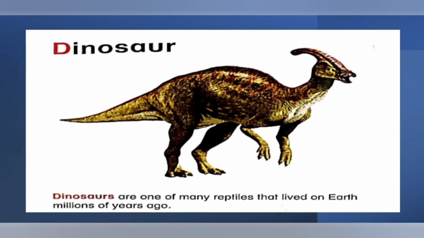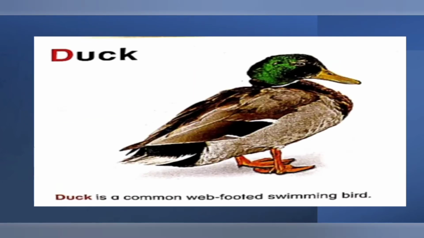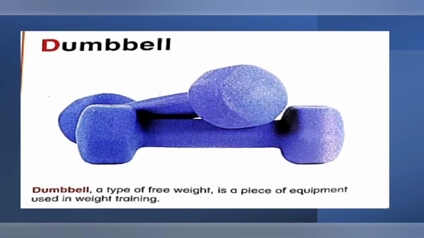D for dinosaur. You all know, did you watch the movie Jurassic Park? In that movie, all are dinosaurs only. But they are in the past, they are not now. Yes. D for dinosaur, who lived on earth millions of years ago. The next one, D for duck. It's the swimming bird. You all know what is duck. D for dumbbell. It's the free weight piece of equipment used in weightlifting. It's used for the exercises. That's the D for dumbbell.